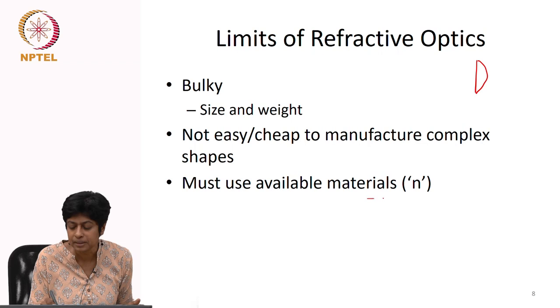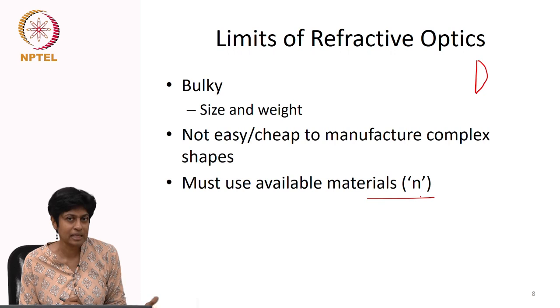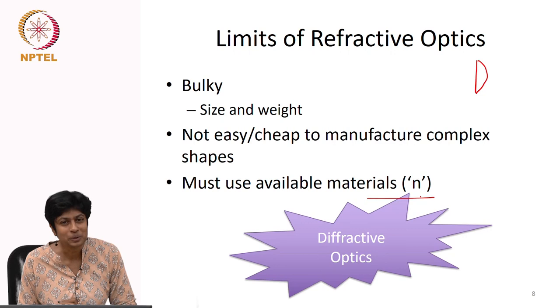So we are very limited in the availability or the variety of N, the refractive index. So there are some of the limitations of refractive optics. What do we do instead? We switch to diffractive optics.